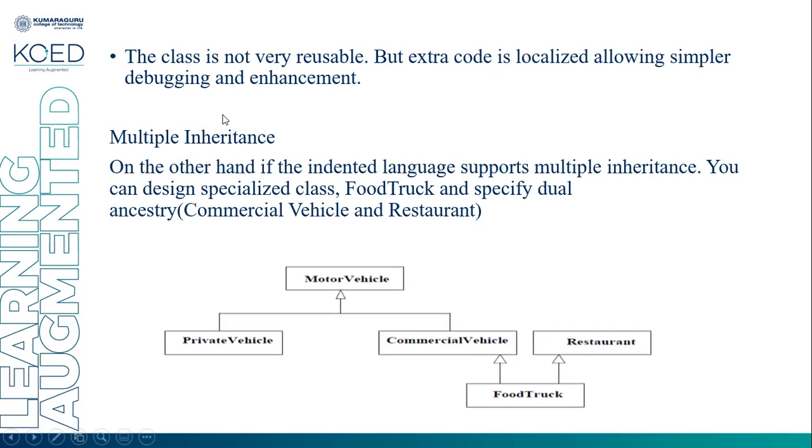Now we come to the concept of multiple inheritance. In the licensing procedure, a license will be given to the food truck. If the language supports multiple inheritance, you can define the specialized class food truck, with dual ancestry: commercial vehicle and restaurant. We have a class called food truck, which contains the properties of commercial vehicle and restaurant also.